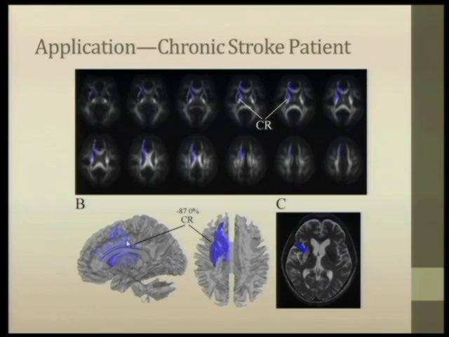And then it shows that the decrease of the fiber pathway involves the whole anterior branch of the corona radiata, and it's far more widespread than the traditional imaging method.